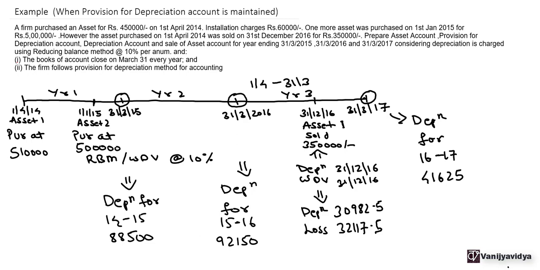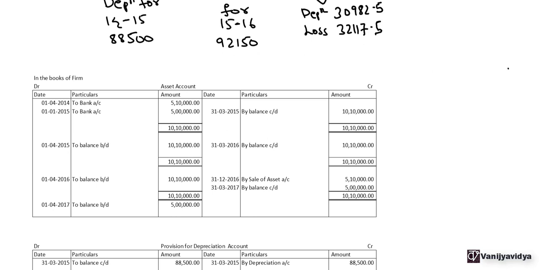So first, in year 1, on 1st April 2014, asset 1 purchased at 5,10,000. Now let's record this transaction. In our asset account on the debit side, on 1st April 2014, to bank account 5,10,000. The entry for the purchase of the asset is asset account debit to bank account.